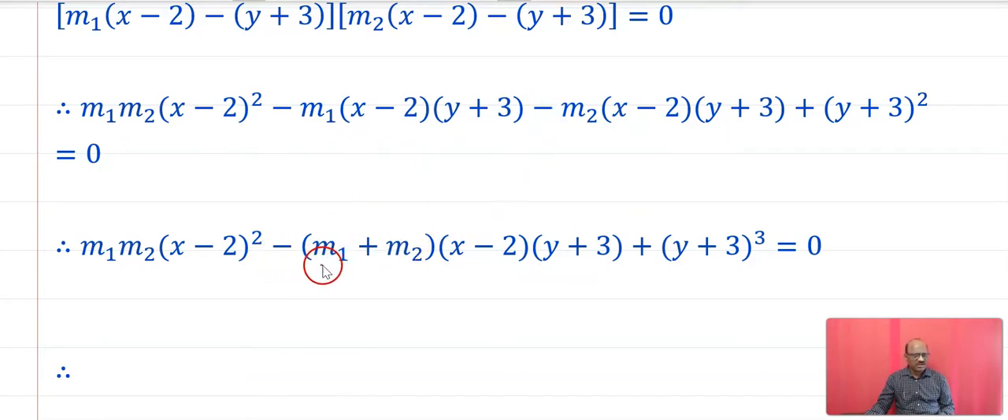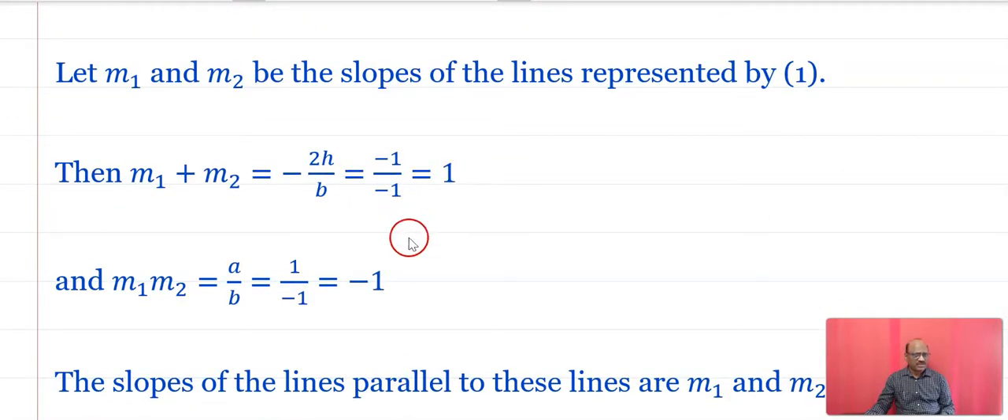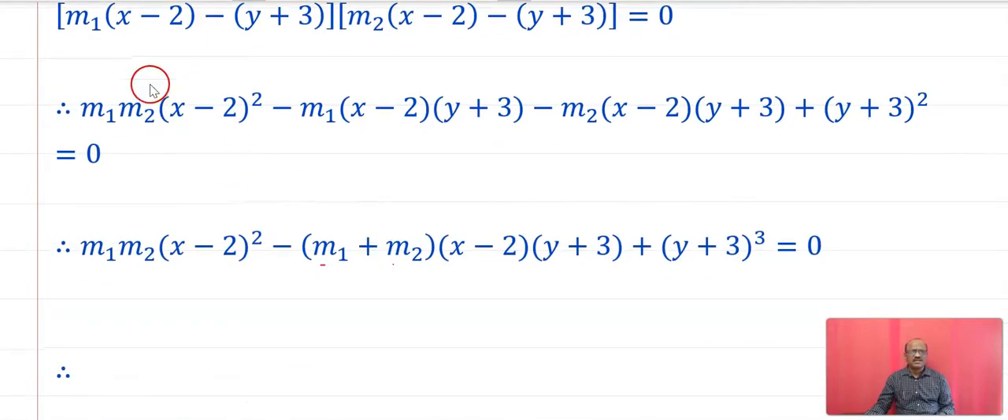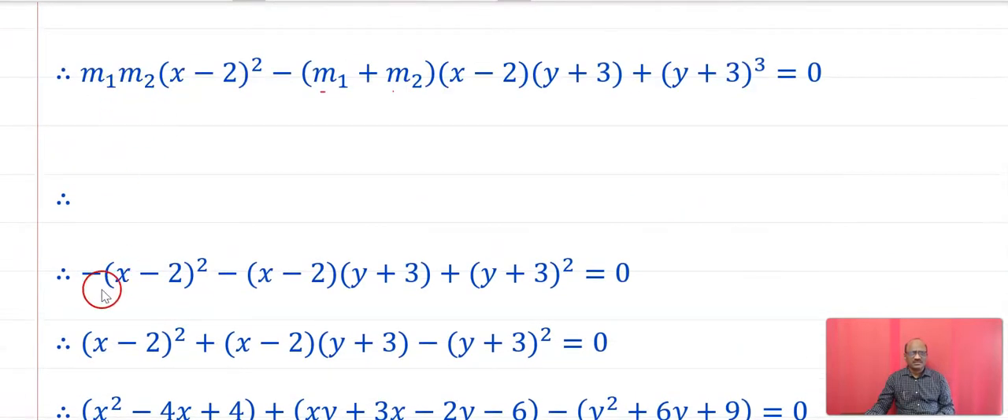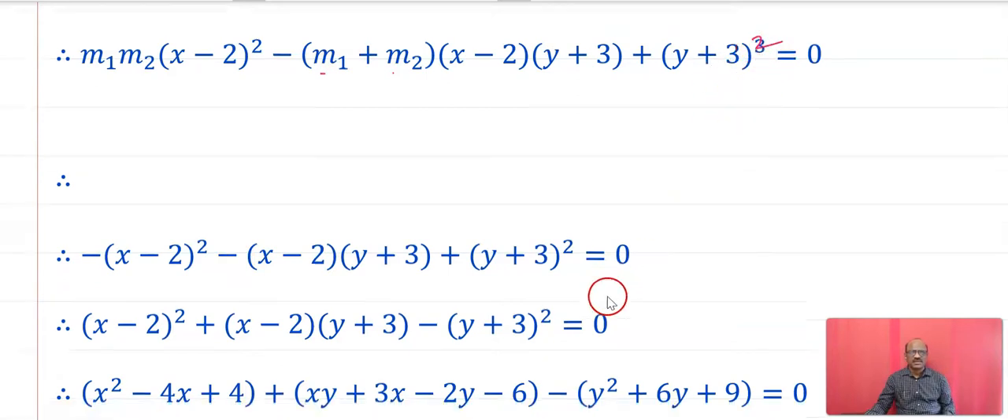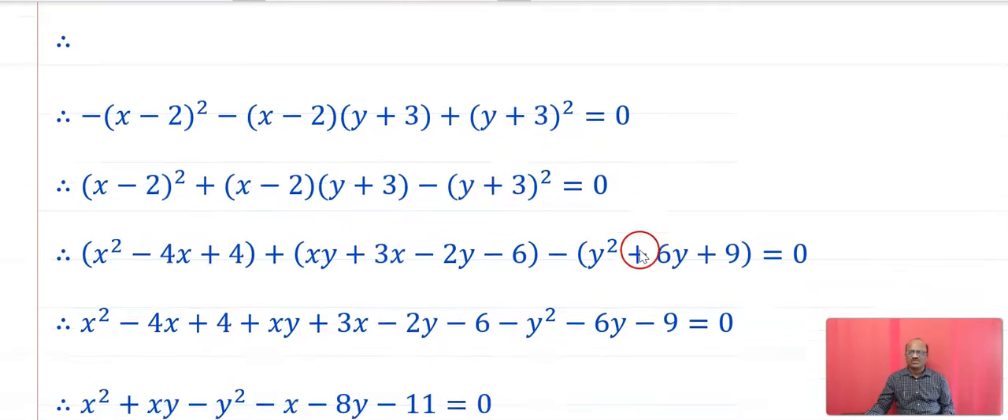Here we will substitute the value of m1 plus m2 and m1 into m2. What is the value of m1 plus m2? m1 plus m2 is 1 and m1 into m2 is minus 1. Therefore, m1 into m2 is minus 1. Substitute here. Here is minus 1, m1 plus m2 is 1. That is minus in bracket x minus 2 into y plus 3 plus y plus 3 bracket square. And hence, if we simplify it again, then you will get x minus 2 bracket square plus x minus 2 into y plus 3 minus y plus 3 bracket square equals 0.